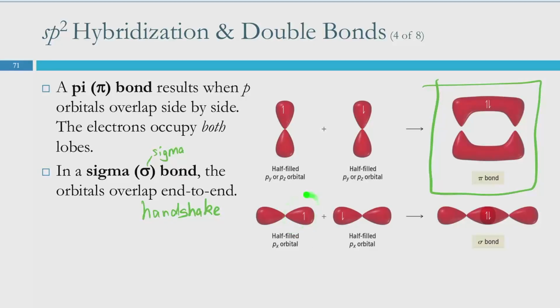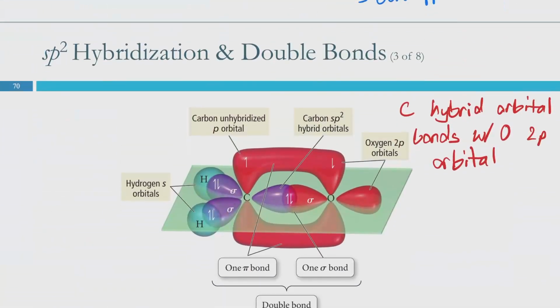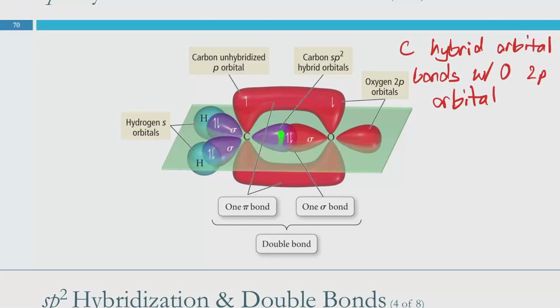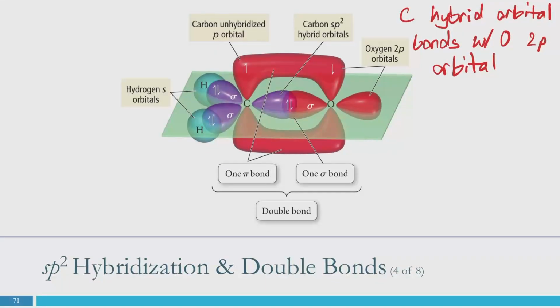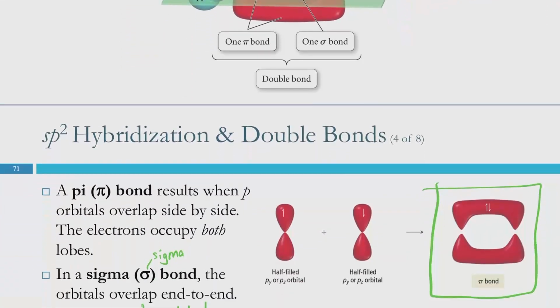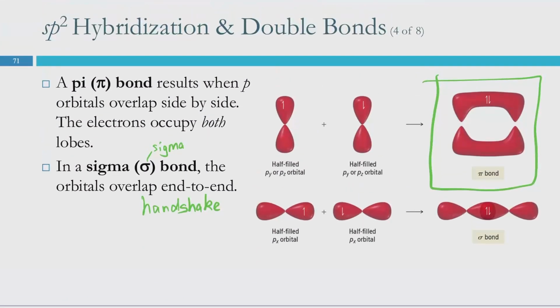So our half-filled px orbitals that we're showing here can overlap directly on one of their lobes. In the case of our H2CO, it's a hybrid orbital from carbon and a p orbital from oxygen that are overlapping end to end. That direct overlap is better than this kind of sideways overlap. It's a better hold. Questions about that? Cool.